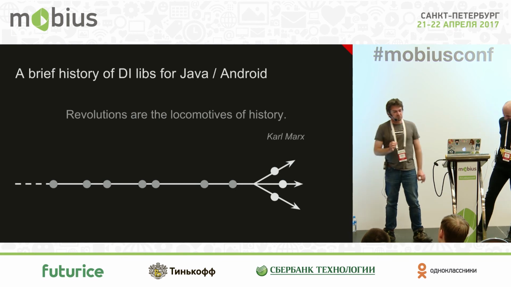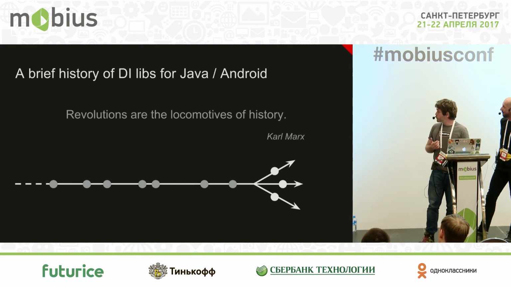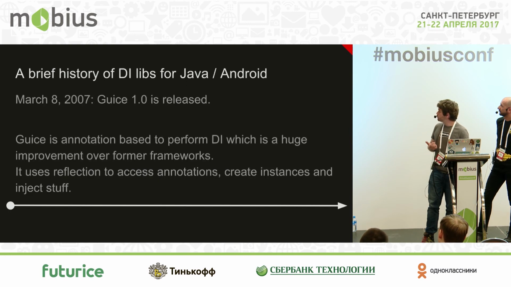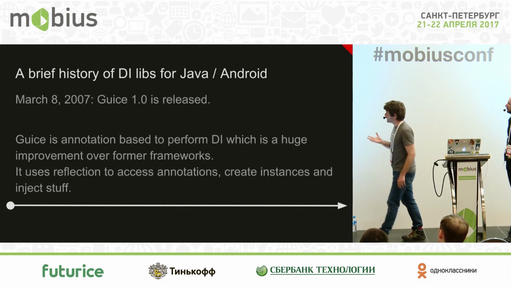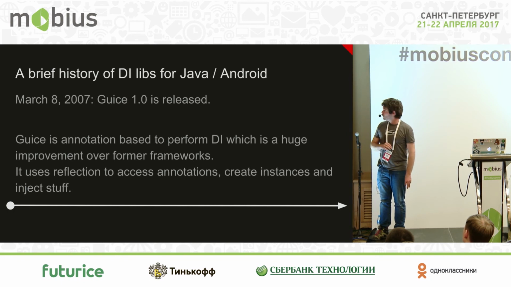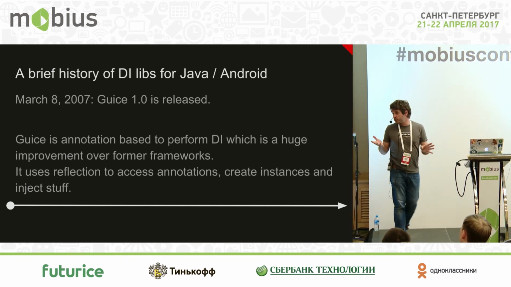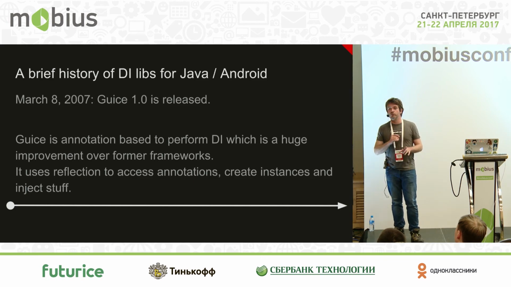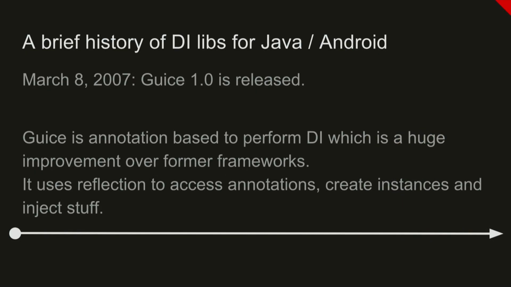Then the first thing that is interesting to Java is really the beginning of Juice. So Juice 1.0 was released in 2007, which is quite a long time ago, no? Almost 10 years. At this time, Juice was not using annotation processing, it was using annotations. So it's the first time that we see the @inject annotation, and you can use it for fields, for constructors.